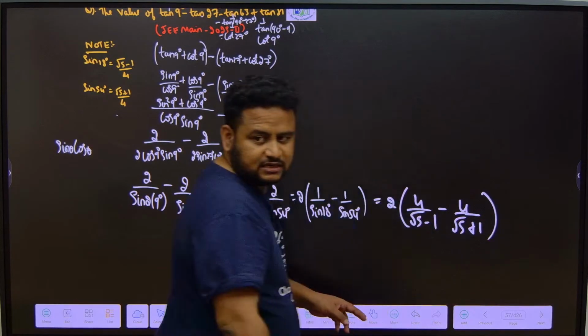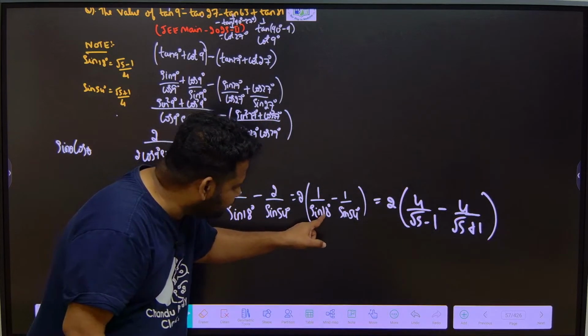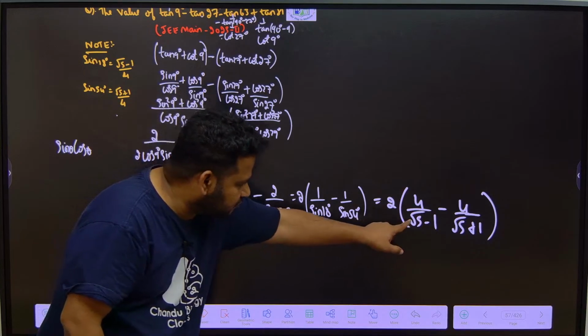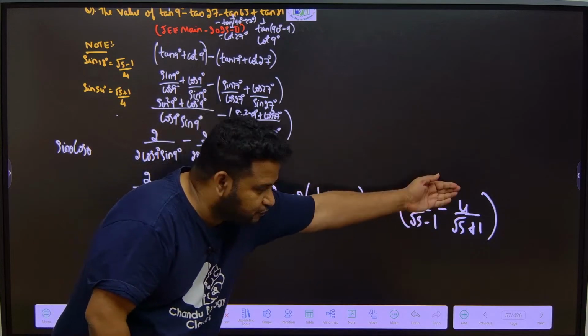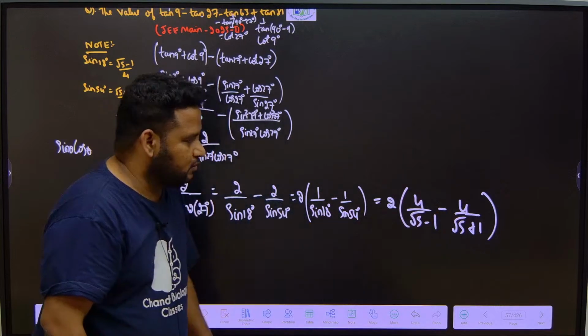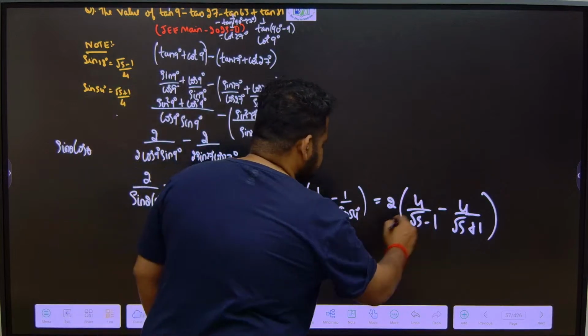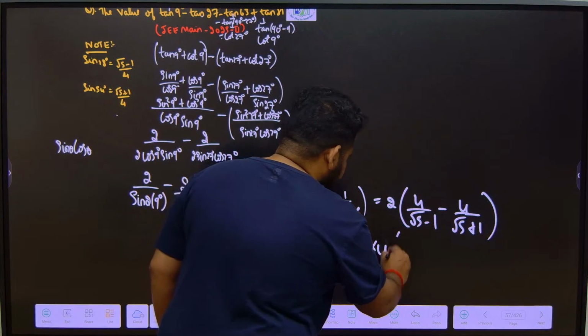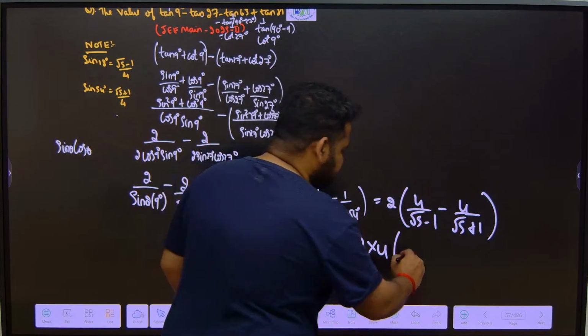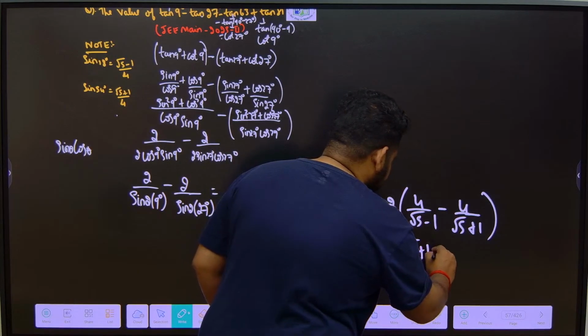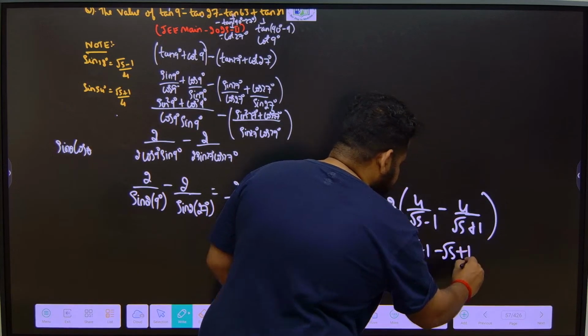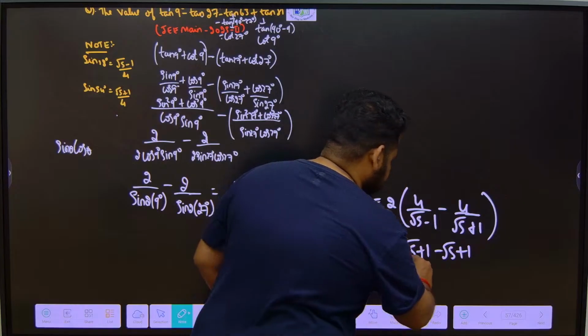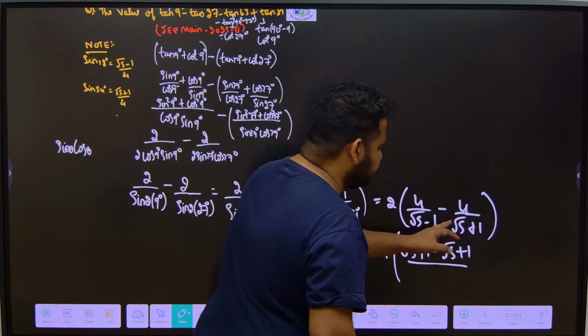Sin 18 degree is root 5 minus 1 by 4, so 4 will come up here. Here also 4 will come up, but this is root 5 plus 1 by 4. What I can do here is take 4 common again. So this will become 2 into 4. If I take LCM, this will become root 5 plus 1 minus root 5 plus 1. Minus into minus will become plus 1. I have written directly. So LCM is root 5 minus 1 into root 5 plus 1.